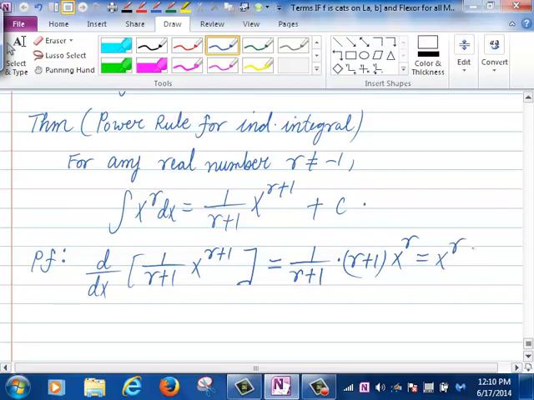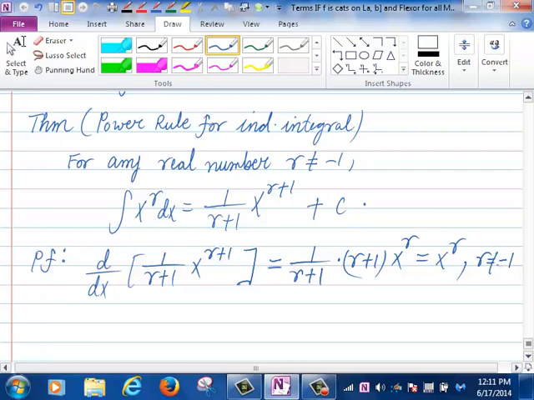Is everybody okay with that? Now, this is as long as r is not -1, right? What's the problem when r is -1? You get a 0 in the denominator. So the formula doesn't work if r is -1. That's why we are omitting the case r is -1.